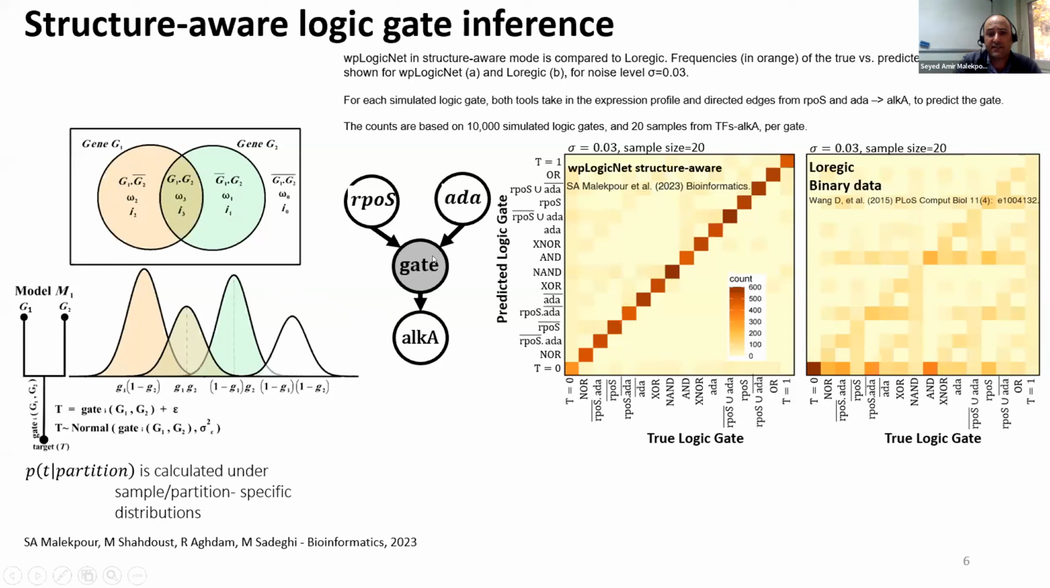So given the network structure, for example, when RPOS and ADA are regulating ALCA, the model can take in the gene expression data and infer the logic. To measure the accuracy, we simulated some true logic gates between RPOS and ADA and used the OR model to predict the network. As you see in the OR model, based on the 10,000 simulations, there are consistencies between true and predicted logic gates, and this matrix shows the correlation between true and predicted gates.